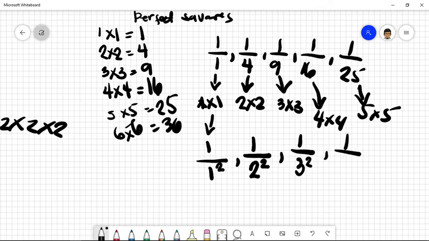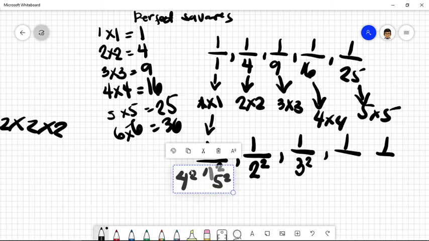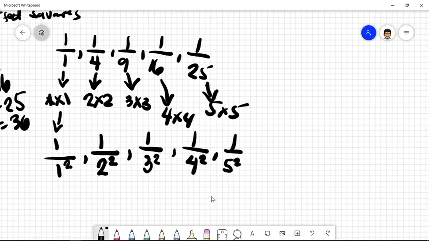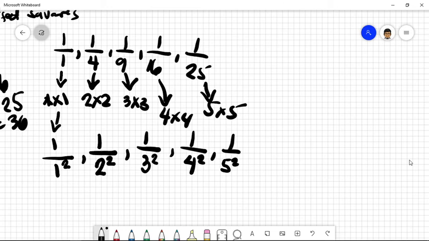Susunod, nakita nyo na yung pattern? 1 square, 2 square, 3 square. Anong susunod? 4 square. Anong susunod? 5 square. Without solving, anong susunod dito? 1 over 6 square. Anong susunod? 1 over 7 square. Paano kung gagawin natin siyang hanggang nth term?